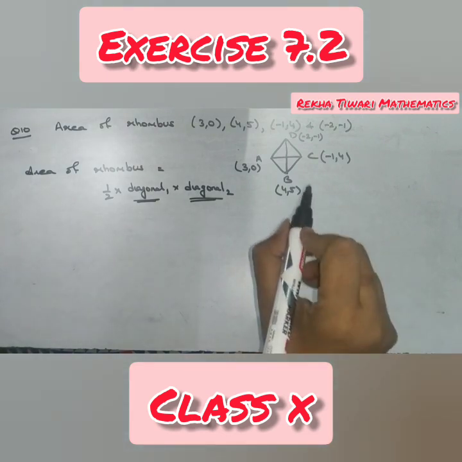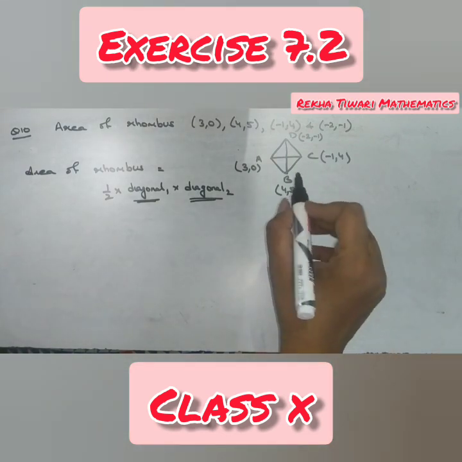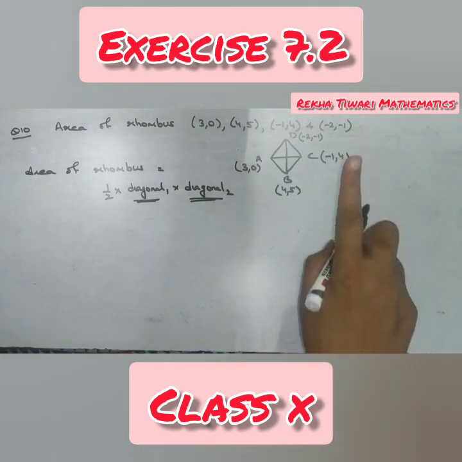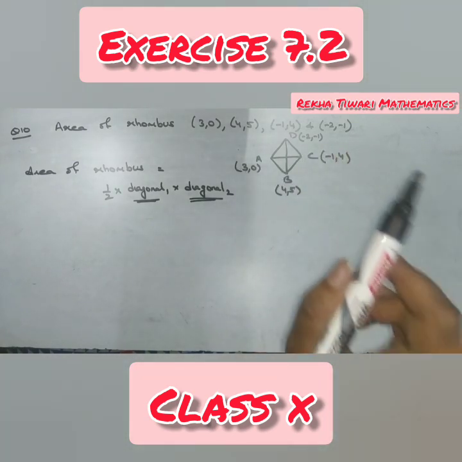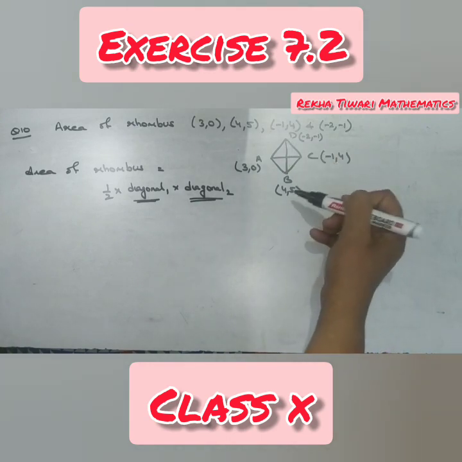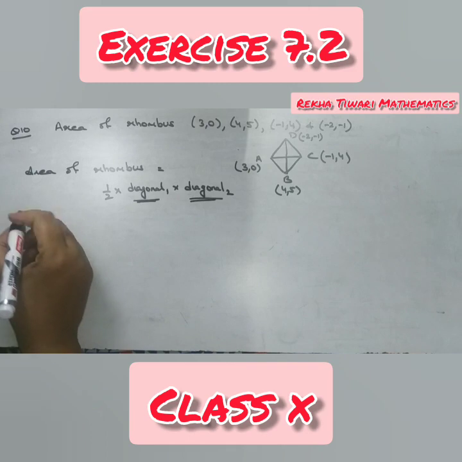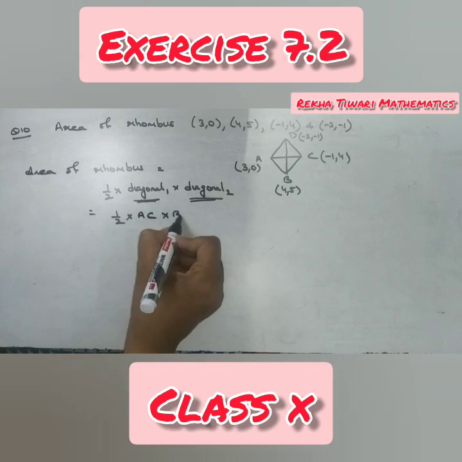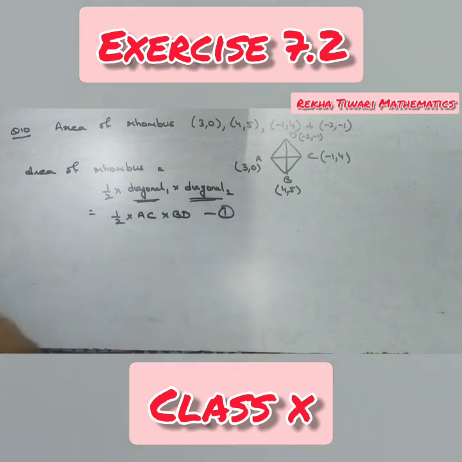Now this question is not of section formula. I have to find out AC, and for finding AC I have to use the distance formula, which we have read already in exercise 7.1. Similarly for BD also you have to use the distance formula. Okay, so let us find out AC first. So this is what this becomes, half into AC into BD. Make this as equation number 1.